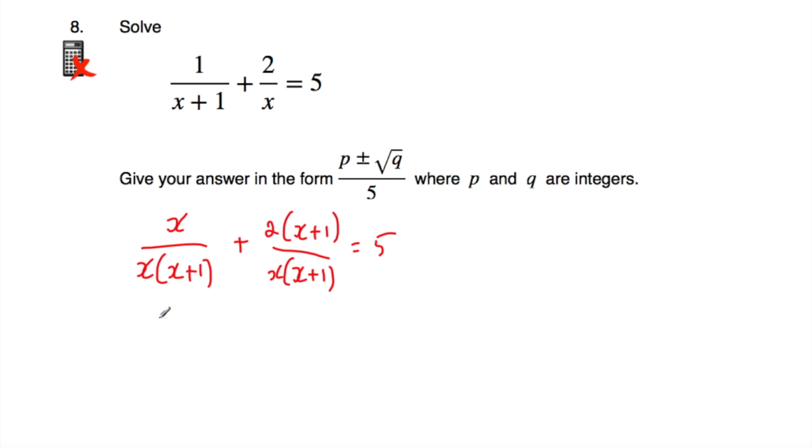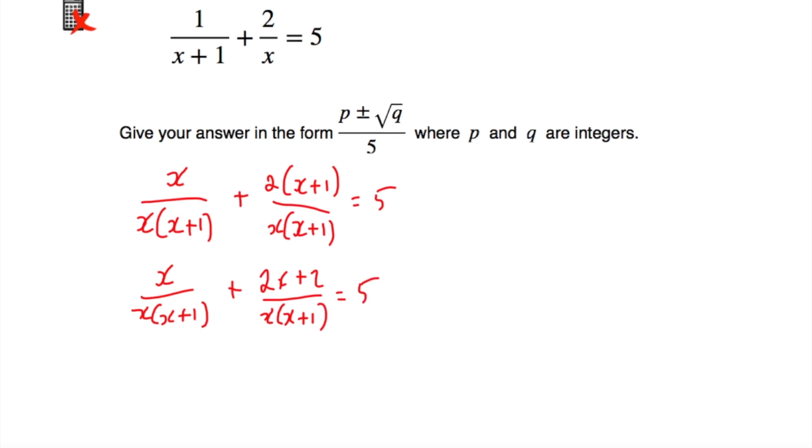So our first fraction will stay the same, x over x bracket x plus 1, close brackets. And then we've got plus, and now let's expand these brackets. 2 times x would be 2x, and 2 times 1 is 2, so plus 2. And that's all over x bracket x plus 1, close brackets, and that equals 5.